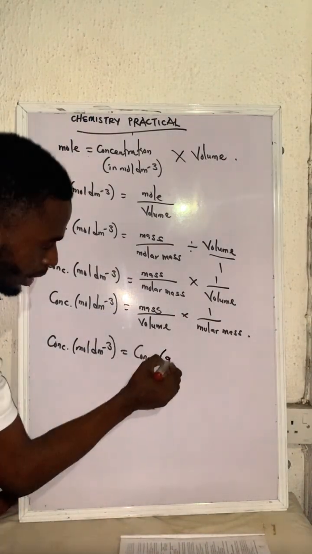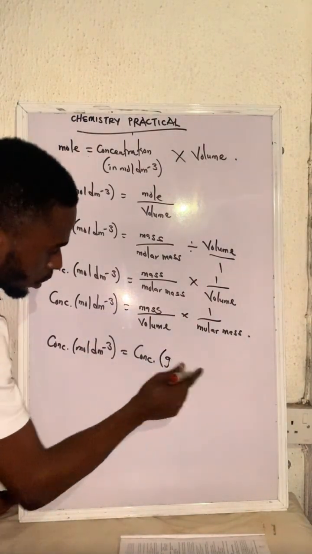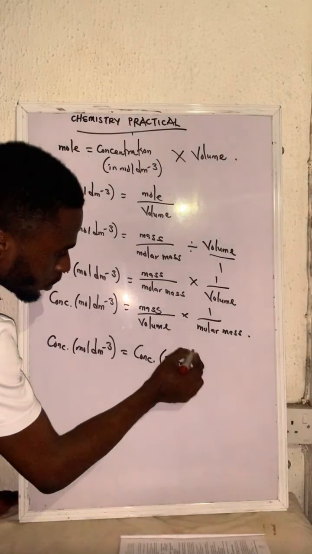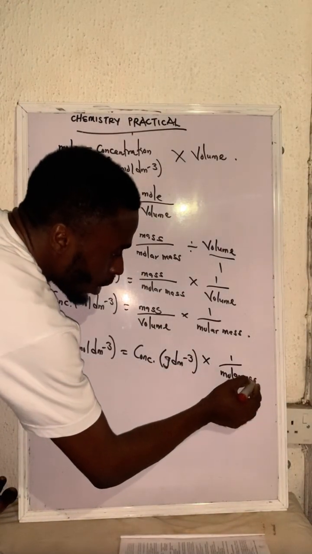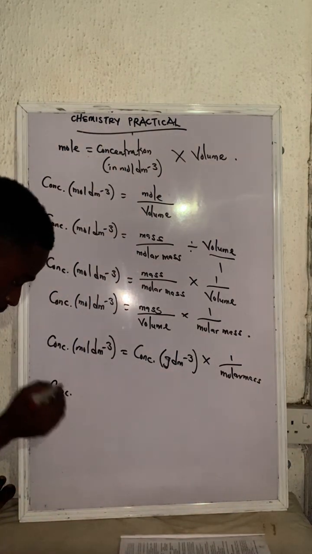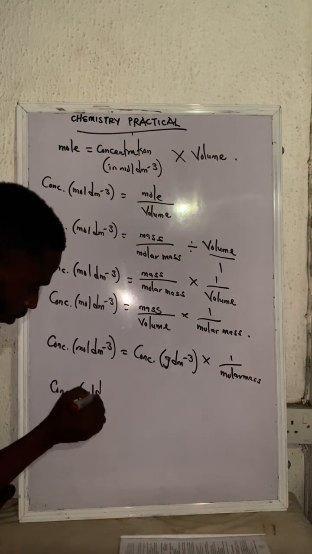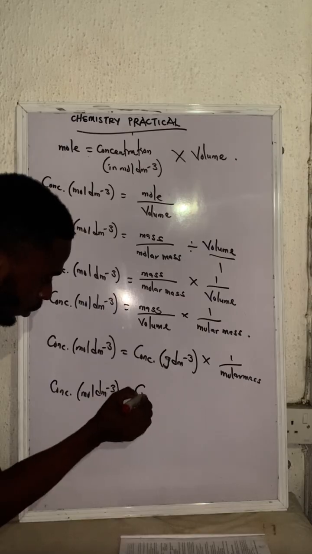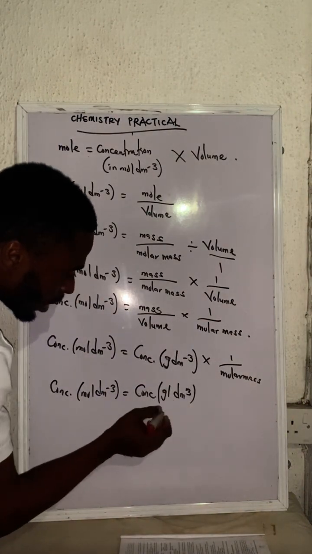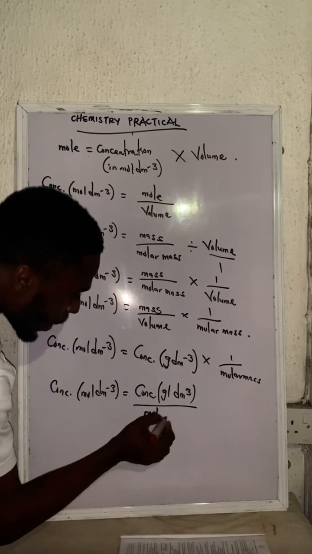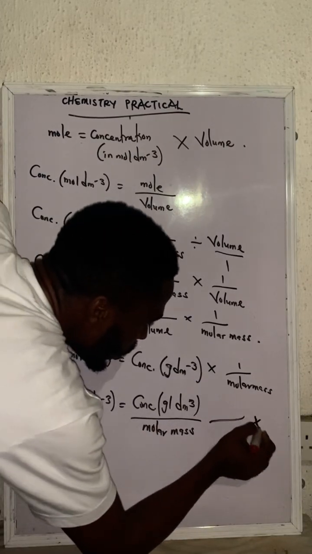Mass is measured in gram, so it becomes gram per dm³ times 1 over molar mass. Do you understand? So this thing becomes concentration. Remember, concentration in mole per dm³ is now equal to concentration in gram per dm³ divided by molar mass. This is the formula I want to speak about.